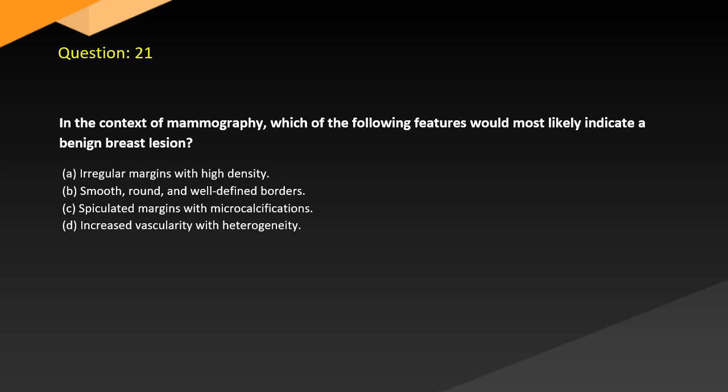Question 21. In the context of mammography, which of the following features would most likely indicate a benign breast lesion? A. Irregular margins with high density. B. Smooth, round, and well-defined borders. C. Spiculated margins with microcalcifications. D. Increased vascularity with heterogeneity.